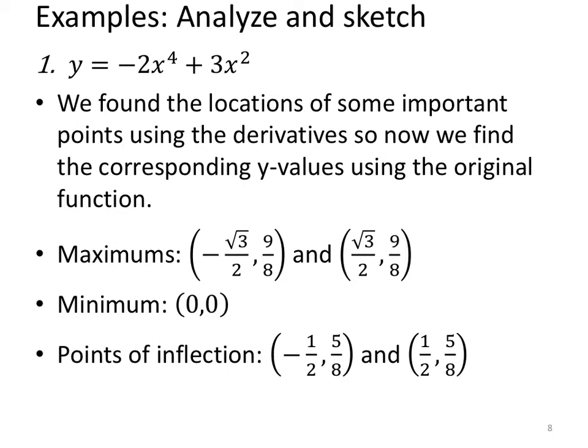Possible points of inflection, and they are actual points of inflection. We found that the concavity changes. When x is a negative 1/2, I evaluate my function, and I get 5/8. This is an even function. All the exponents on the polynomial are even. And so when x is positive 1/2, we get 5/8 as well. So the derivatives tell us where to find these values. The original function tells us what the heights, what the y values actually are.